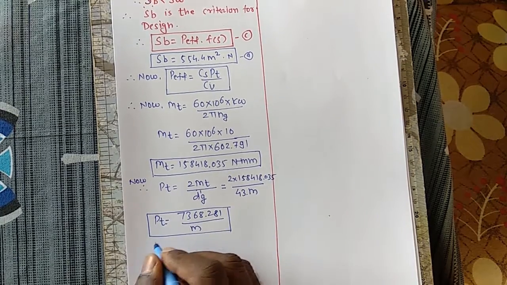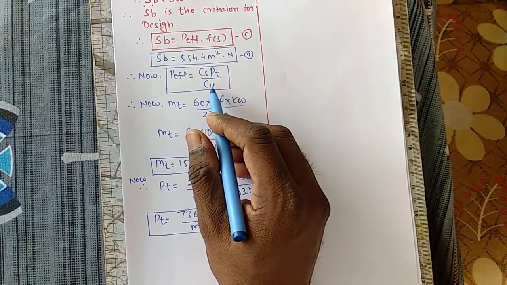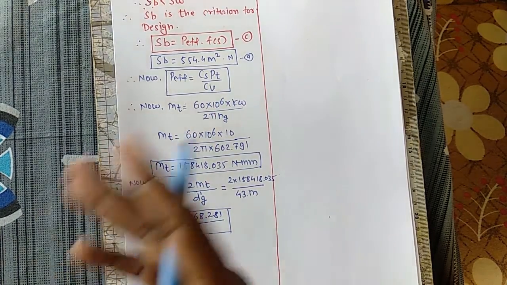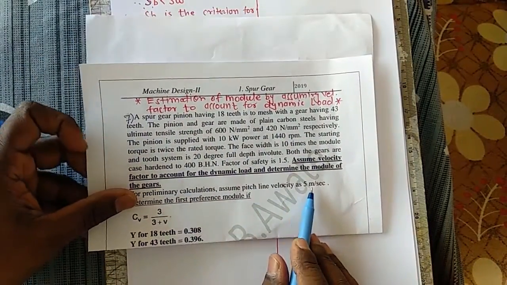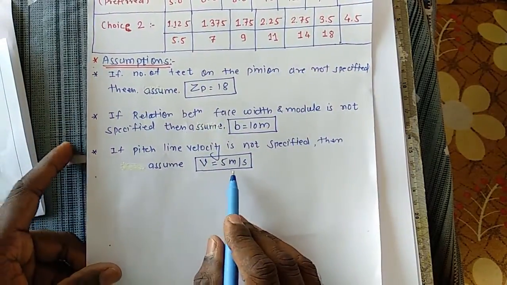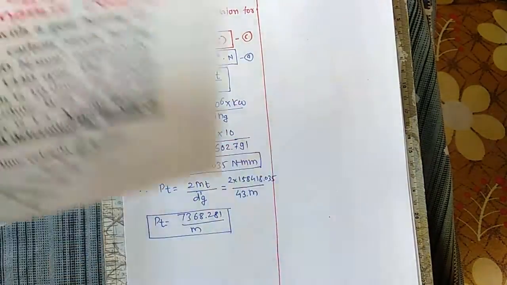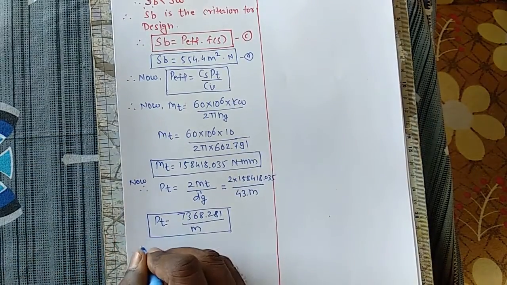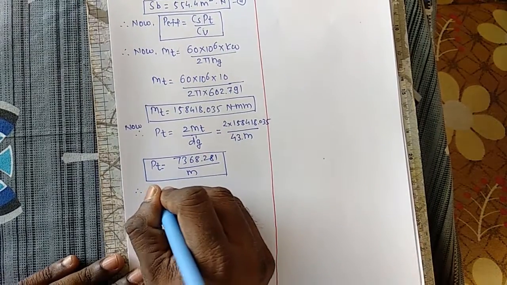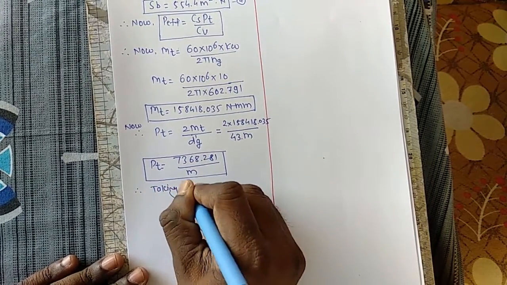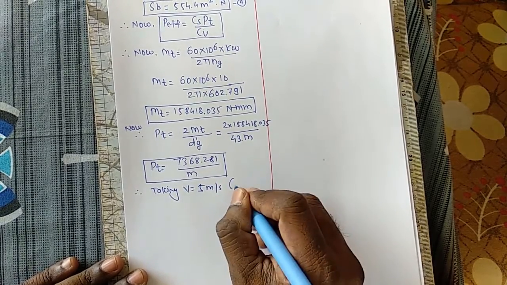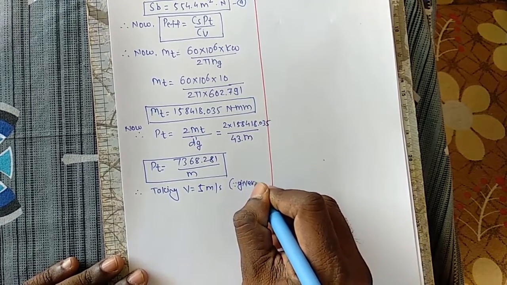Now we will calculate CV, as we have calculated PT. For finding out the value of CV, we should know V. And in the problem they have mentioned, assume pitch line velocity as 5 meter per second. Even if it had not been mentioned, we would have taken it as 5 meter per second. But as they have mentioned here, take V is equal to 5 meter per second. So I will be taking the value of V as 5 meter per second, because it is given in the problem statement.